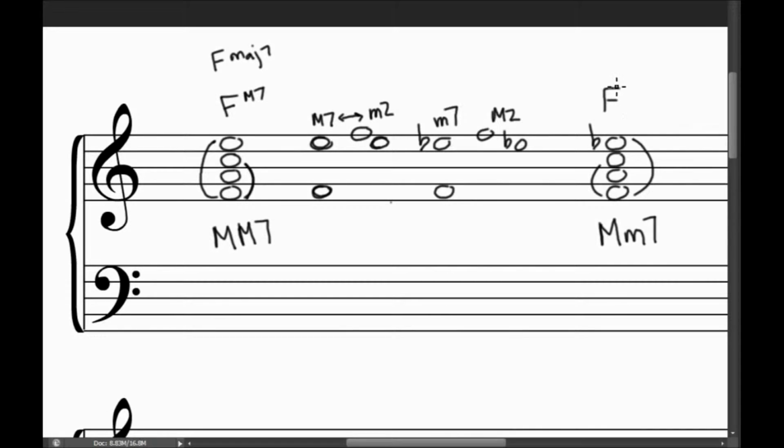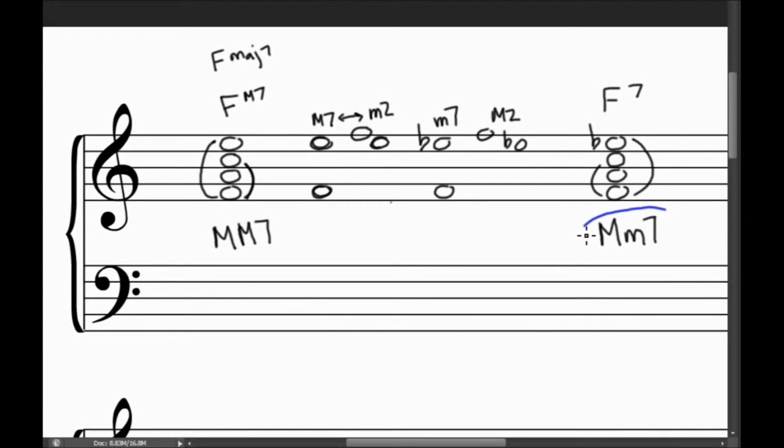For my lead sheet symbol, I'm just going to leave the F as it is. Again, if it's just a letter, we assume that the triad it's talking about is major. I'm also just going to write a 7. A 7 all by itself, we assume that it's a minor 7, so we don't need any more information here.